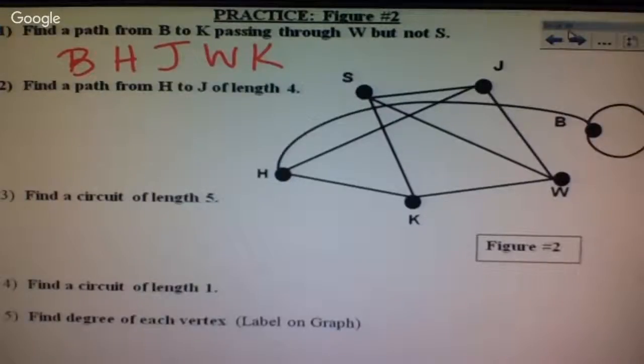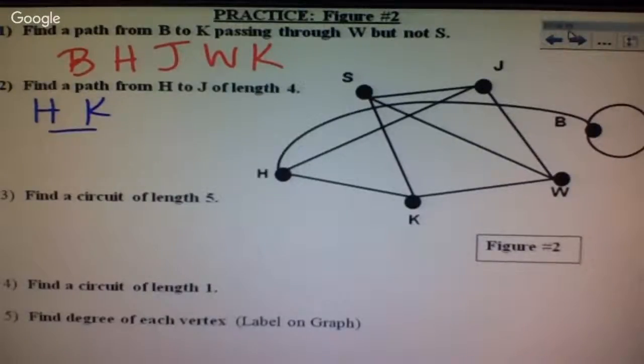Okay, I want to go from H to J and travel 4 lines while doing so. So I need to start at H. My first line goes from H to what? H to K. Again, that's 1 line. So I have 2 dots, but I have 1 line there.